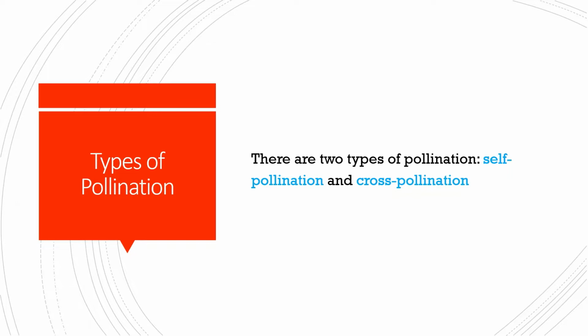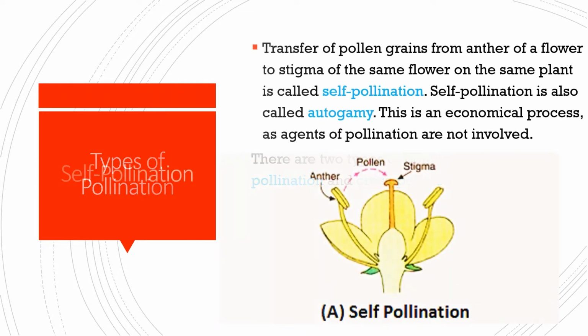Types of pollination. There are two types of pollination: self-pollination and cross-pollination. Self-pollination. Transfer of pollen grains from anther of a flower to stigma of the same flower on the same plant is called self-pollination. Self-pollination is also called autogamy. This is an economical process as agents of pollination are not involved.